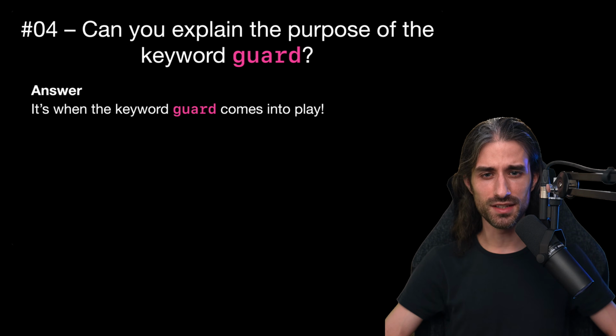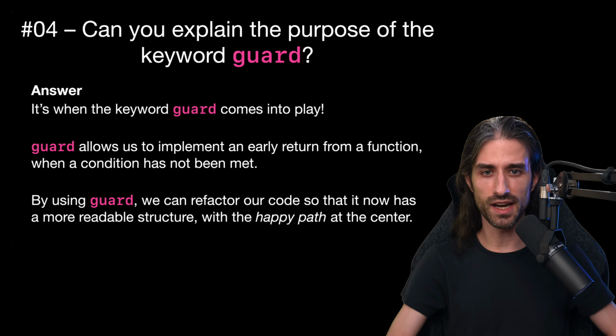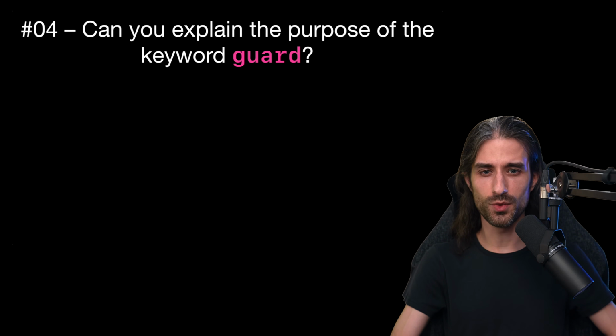And as we can imagine, this is when the keyword guard comes into play. Guard will allow us to reverse the structure of the code by implementing an early return from the function whenever a condition has not been met. And so by using guard, we will be able to refactor our code into a much more readable structure with the happy path at the center, like we initially wanted. So that was the answer. Now let's finish with the recap.